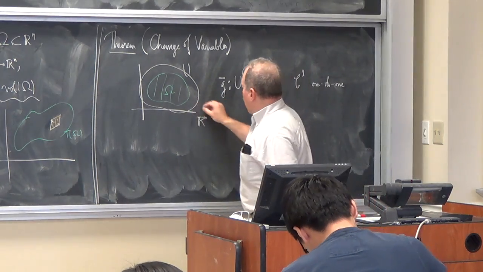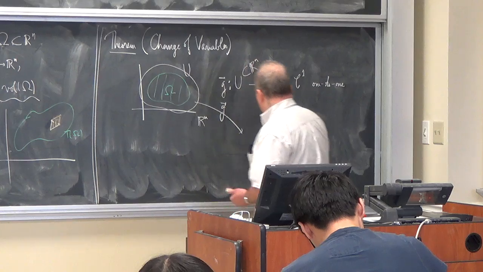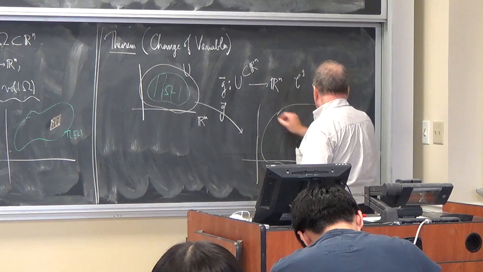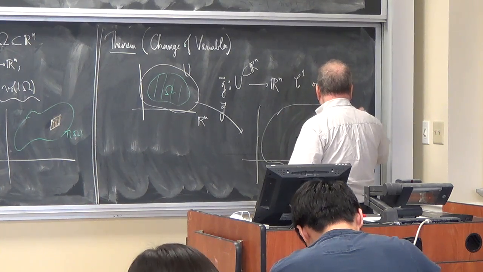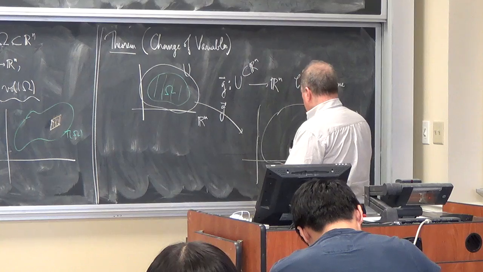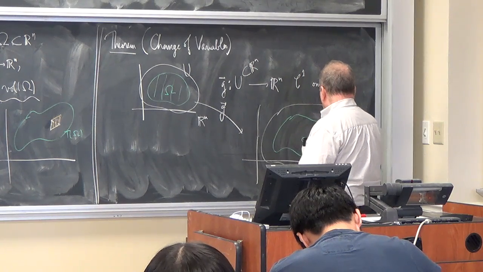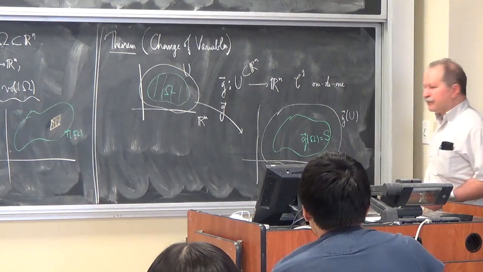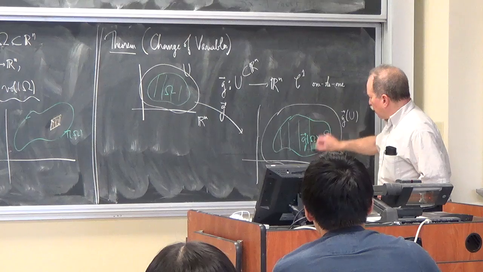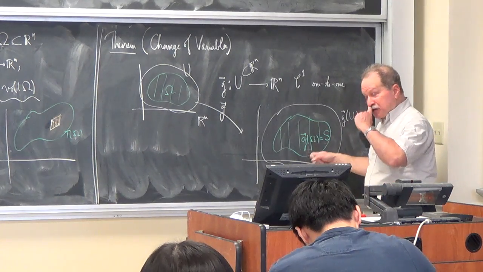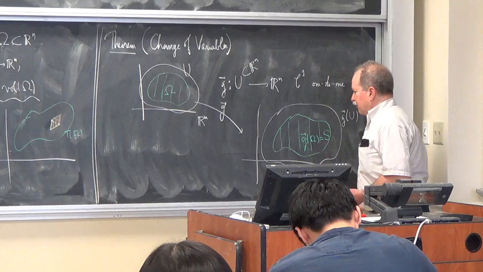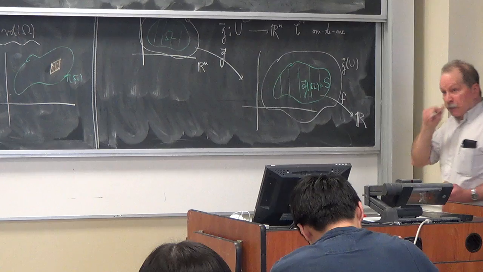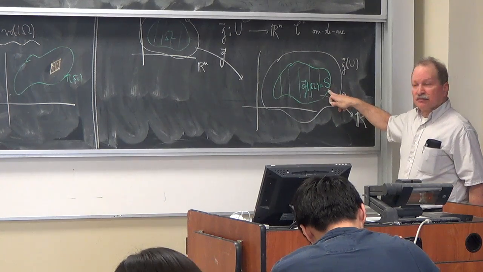So G is going to map U into some other set, and it's going to map my omega into some region G of omega, which I'm going to call S. And what I want to do is integrate some function over this region. So I have in my picture a function, a real valued function, that's defined on region S.